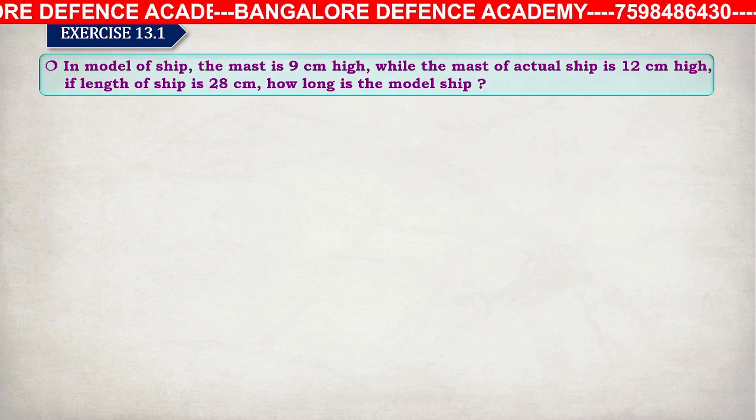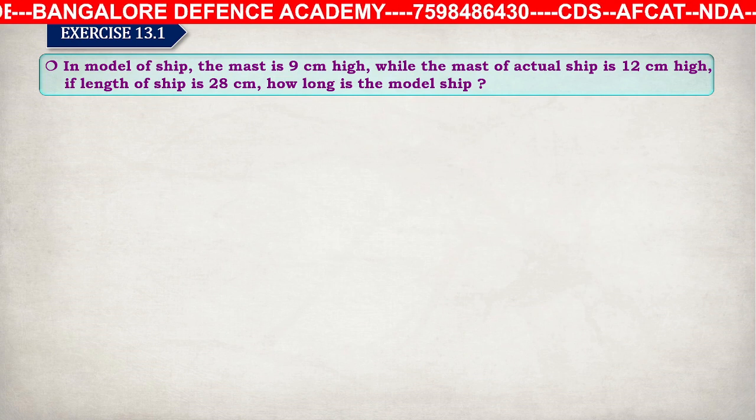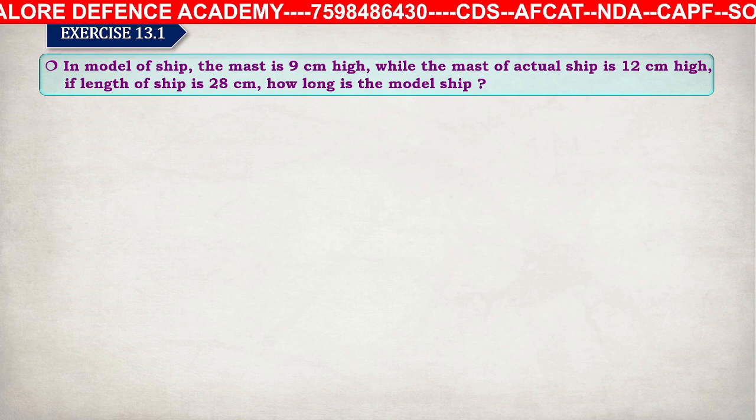Now next, in a model of a ship, the mast is 9 centimeter high, while the mast of actual ship is 12 centimeter high.